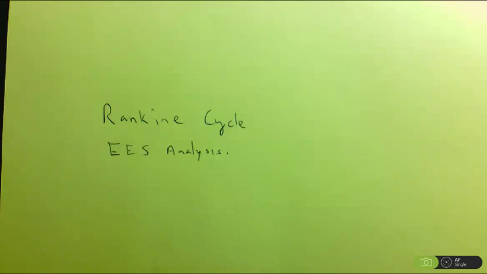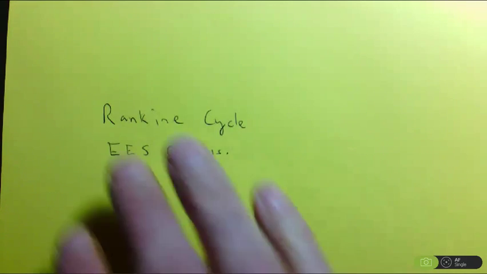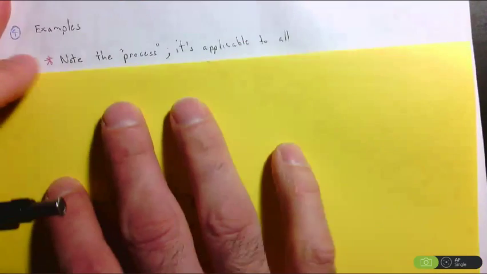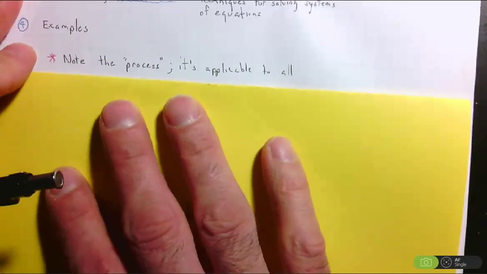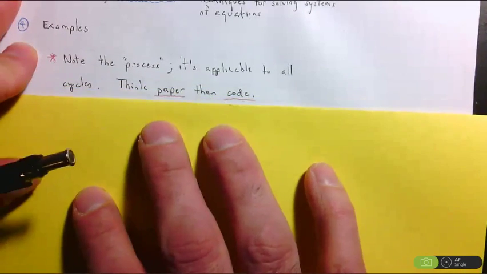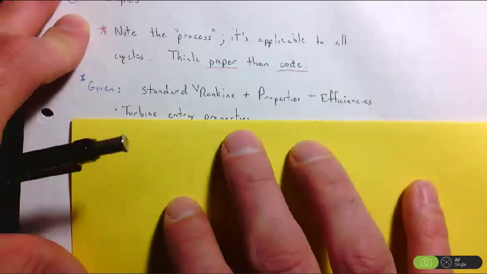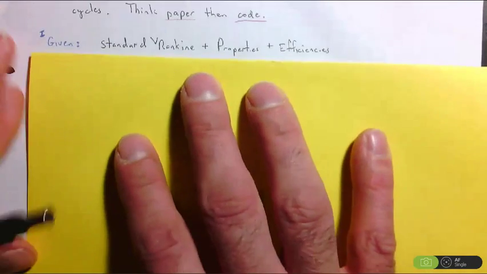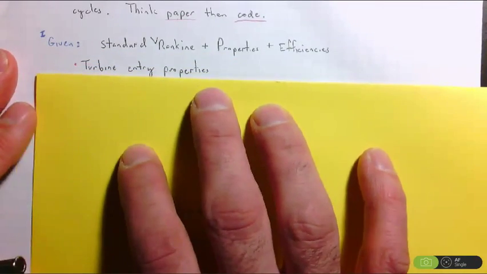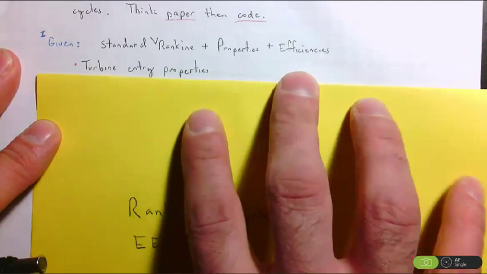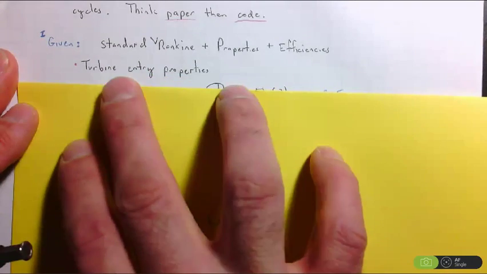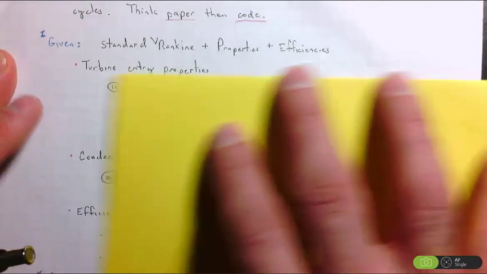Okay, this video will try to help you do a Rankine cycle analysis, and what we'll focus on is the process. Just note that this process is applicable to all cycles. Think paper, then code. In this particular example, we're going to deal with a standard Rankine cycle. We're going to look at properties and efficiencies. We're first going to look at the turbine entry properties.